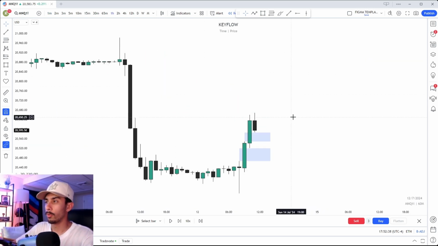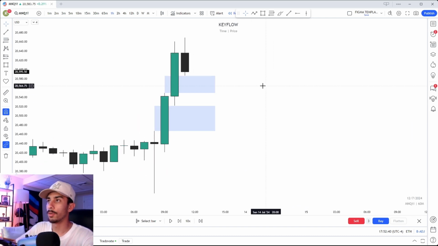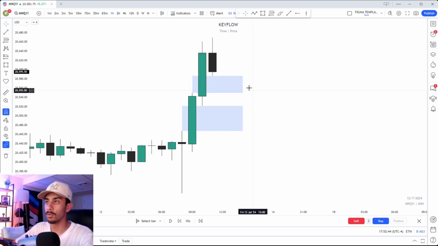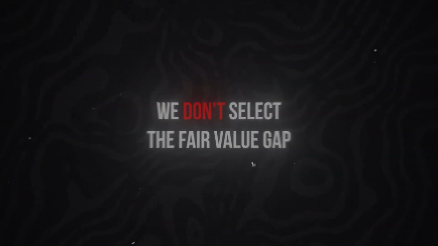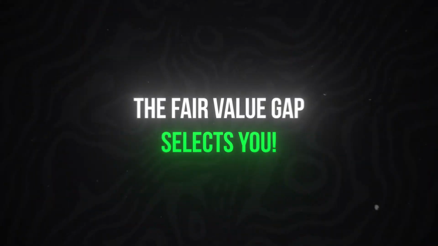This is another example right here, a trade that I also actually took. A lot of you guys might be looking at this and you're seeing 2 fair value gaps. So which one are we going to take? How do we select which fair value gap to take? Short answer is that we don't select the fair value gap. The fair value gap selects you.